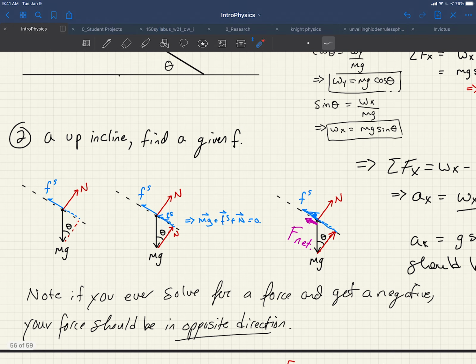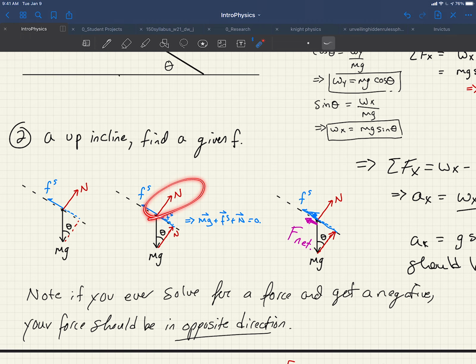As another note, if you ever solve for a force and get a negative, meaning if you didn't know what way friction was and you had to guess, if you ever solve for a force and you get a negative, your force should be in the opposite direction. And so what happens if your force should be in the opposite direction, but your force can't be in the opposite direction? What do I mean by that?